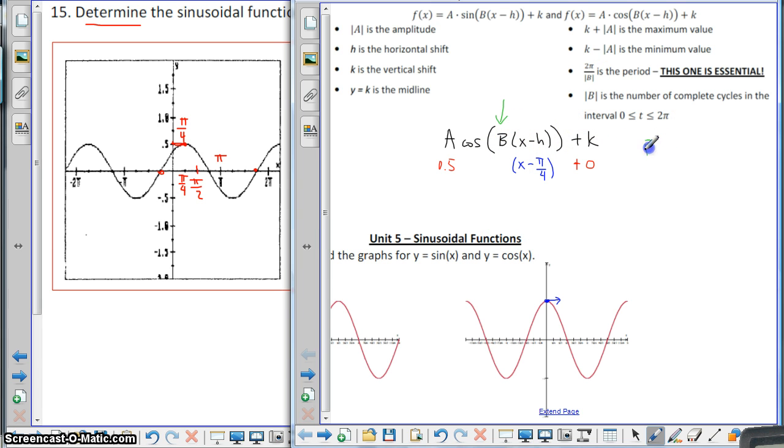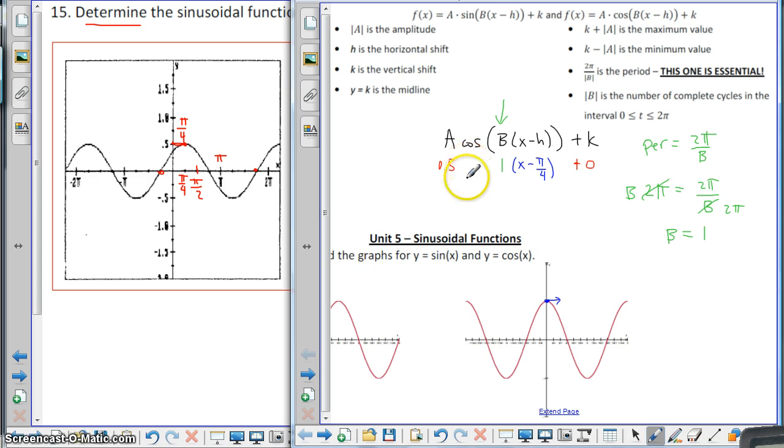The other way you could do this is period equals 2 pi over b. If I know the period is 2 pi, then to find b, I solve for b by multiplying by b and then dividing by 2 pi, and so b would equal 1. So there's a few ways to do that. You can find the period, plug it in, and solve for b, or you can see that b is just the number of complete cycles in the interval 0 to 2 pi.